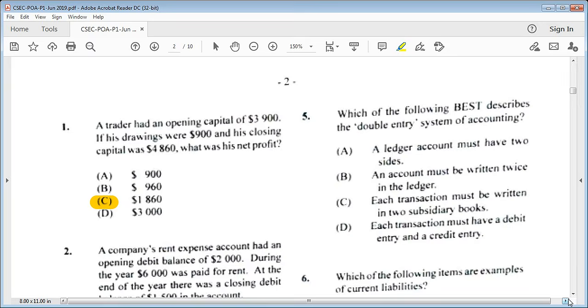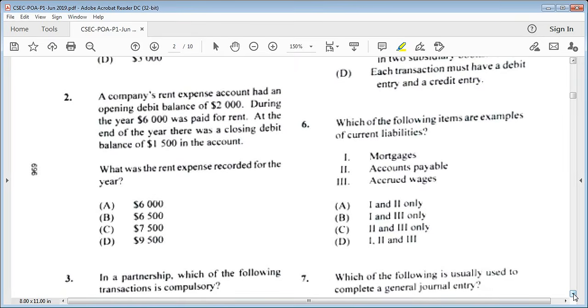Let's go on to question number 2. A company's rent expense account had an opening debit balance of $2,000. During the year, $6,000 was paid for rent. At the end of the year, there was a closing debit balance of $1,500 in the account. What was the rent expense recorded for the year? A, $6,000, B, $6,500, C, $7,500, or D, $9,500.